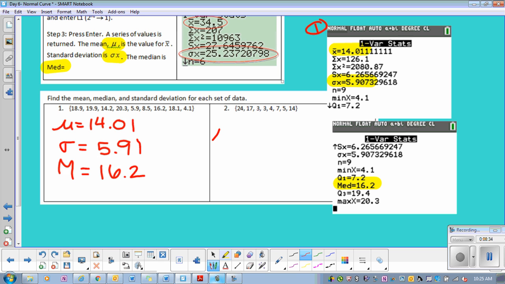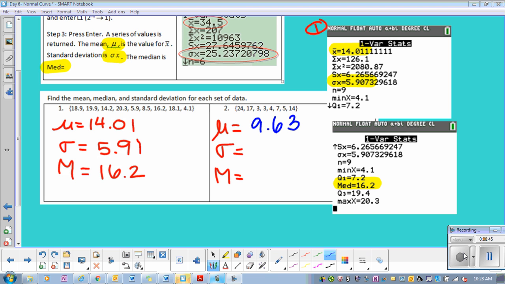Can you guys find the mu, sigma, and the median for number 2, please? So you should have sigma 9.63 because it's 2.5, right? And then your mu is 7.31. And what is your median? 6. Good. Perfect. So that's what you should have for number 2.